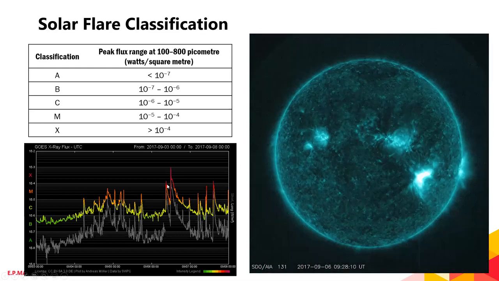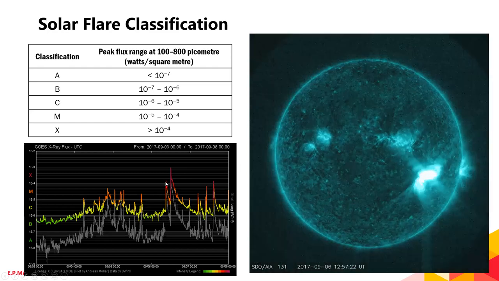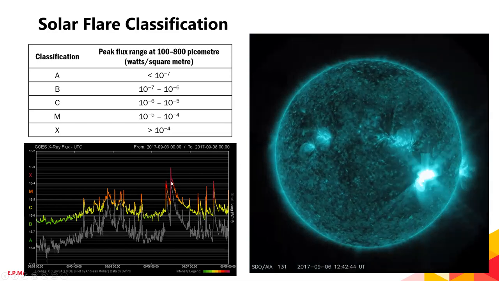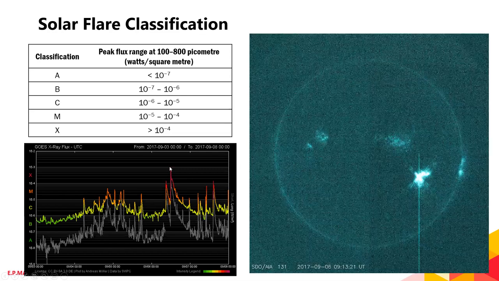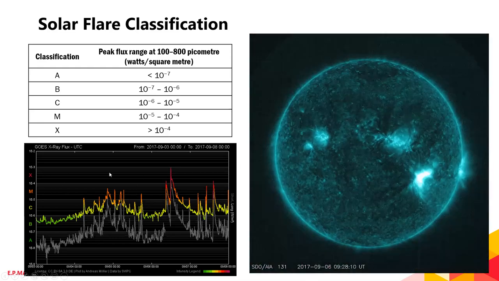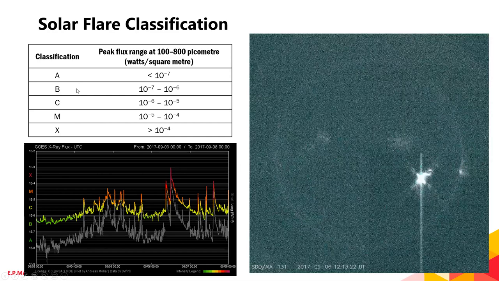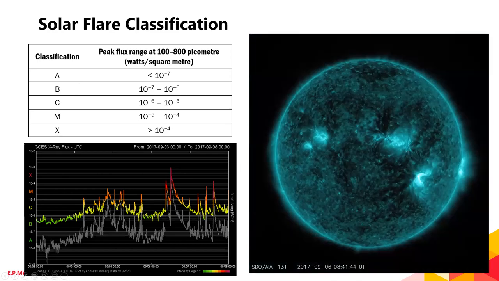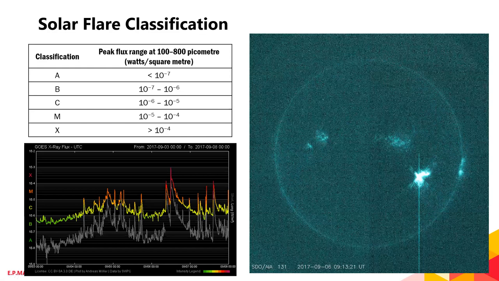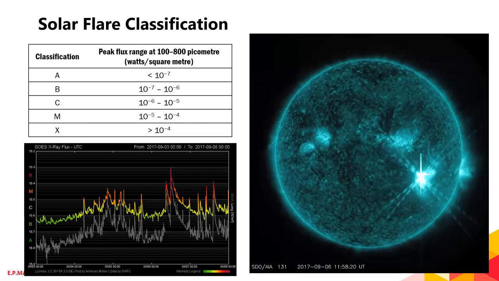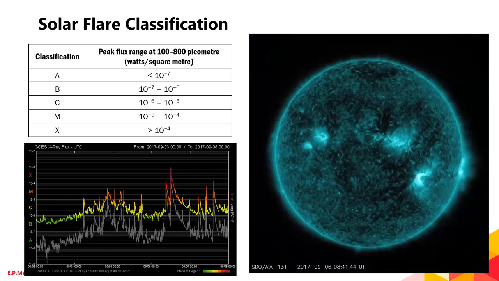This is already an X. I think that's an X2 something flare. And the next one is the largest of them all. That's a solar flare 9.3. So that's X. So this is actually a type of solar storm, just like typhoons, wherein we categorize typhoons in terms of their wind speed. So you have the tropical depression, tropical storm, typhoon, etc.